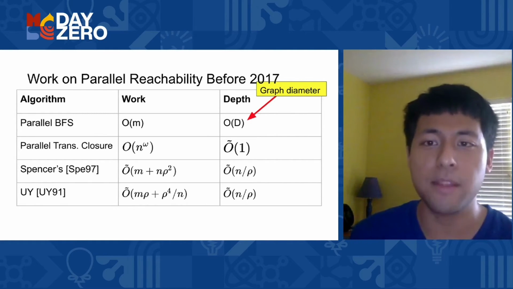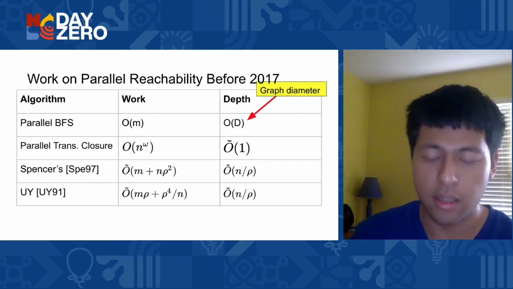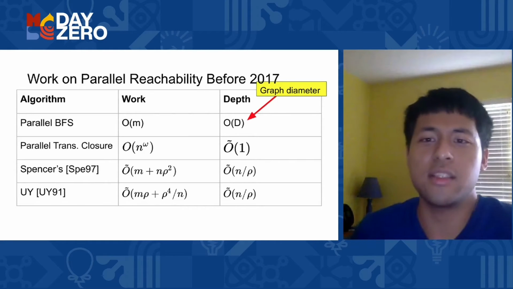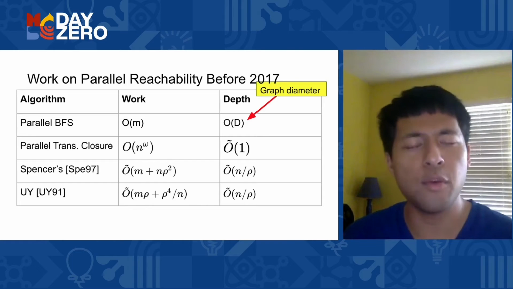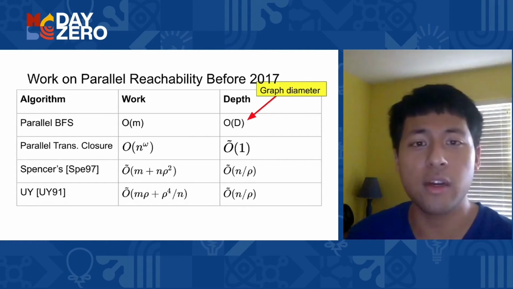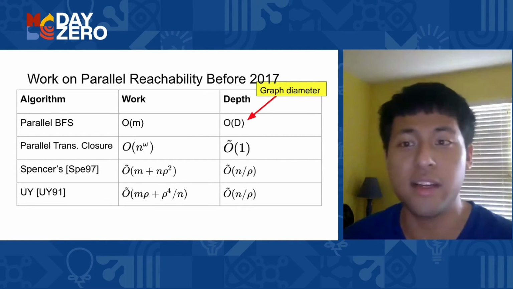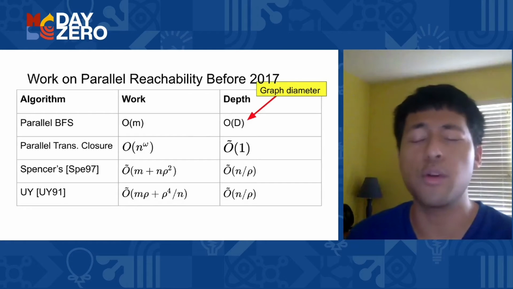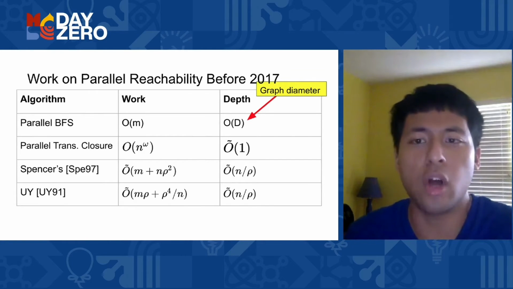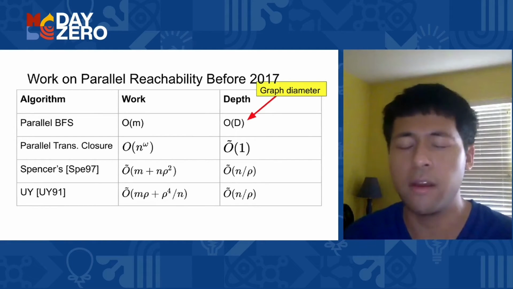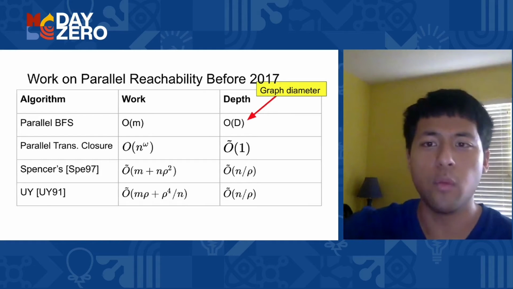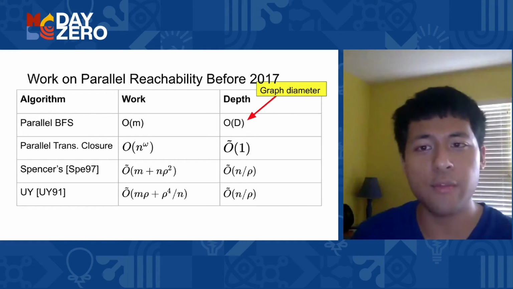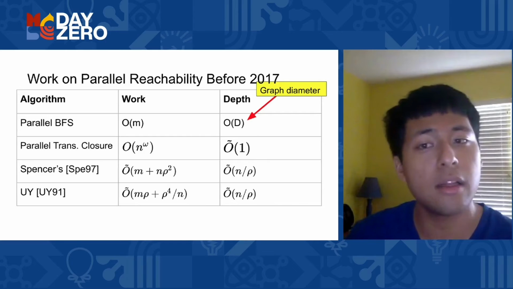And the depth of the parallel computation is the longest sequence of computations such that one has to happen right after the other. So if you implement BFS in parallel, the work is linear, exactly like normal BFS. And the depth is the graph diameter, basically the longest shortest path in the graph. This is just because you can imagine building the BFS tree one layer at a time. And every single layer can be processed in parallel.